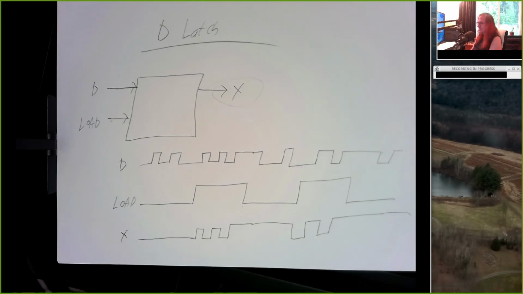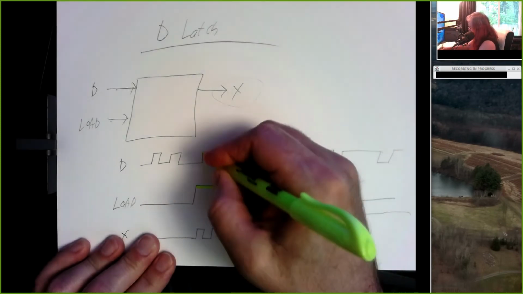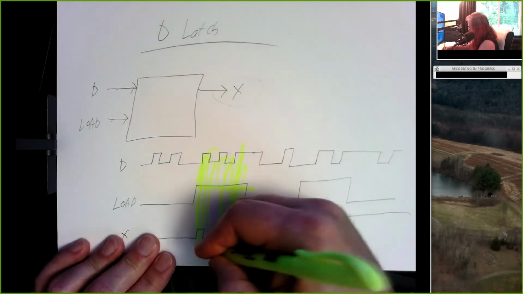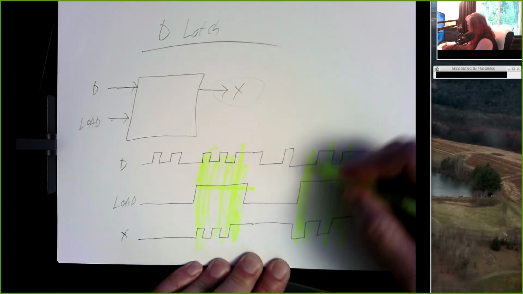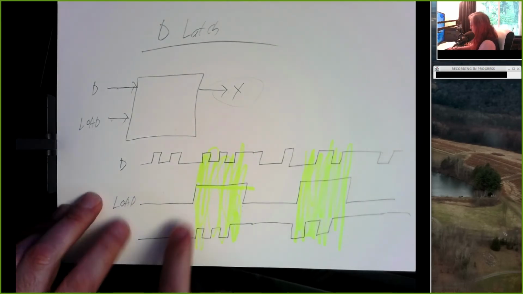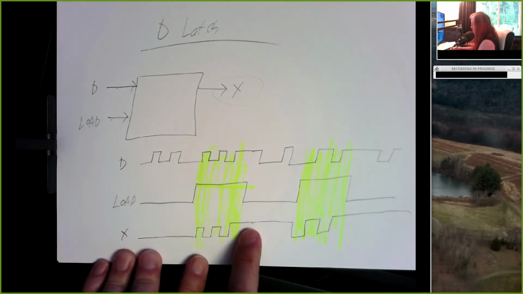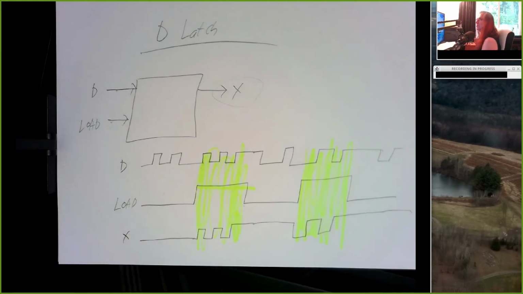And yeah, there's definitely still a delay here. So the behavior here is when the load line is high, the output matches the input, with a little bit of delay. When the load line is low, the output is latched. In this case, the last value for the output was high when the load line dropped, and so the output stays high, regardless of the D input. So we've got a memory now.